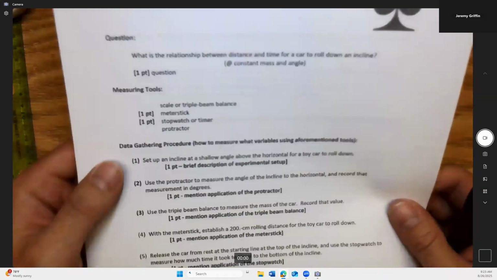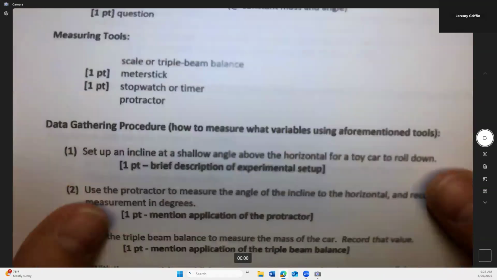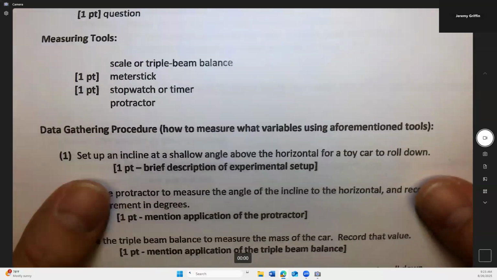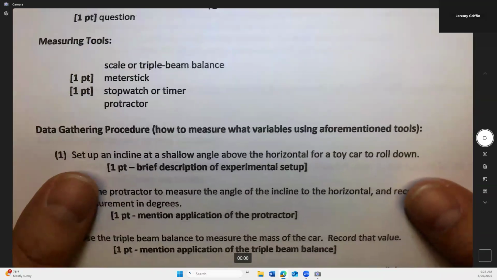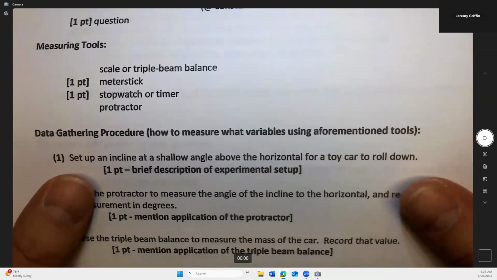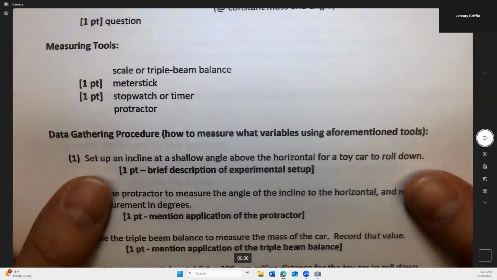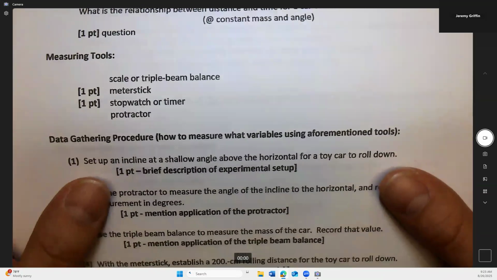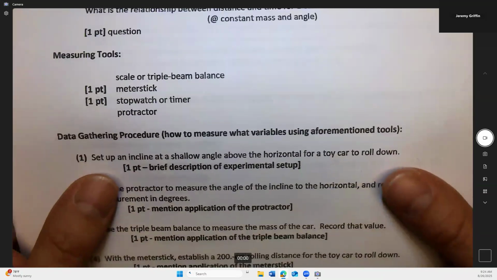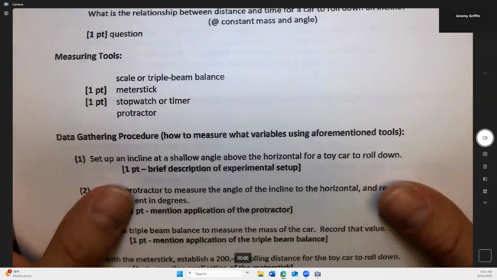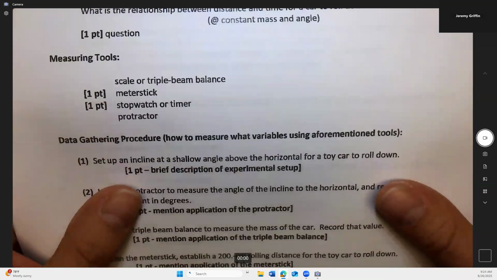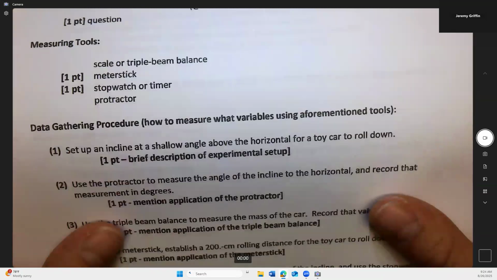Now, procedure. The first thing is always to very briefly describe the setup, and it can be real short, all in one sentence. Set up an incline at a shallow angle above the horizontal for a car to roll down. That's the entire setup, and oftentimes that's really all they're looking for. More complicated experiments may take 2 or 3 sentences, but that's all. Just a brief description. So give your point if you describe a setup.